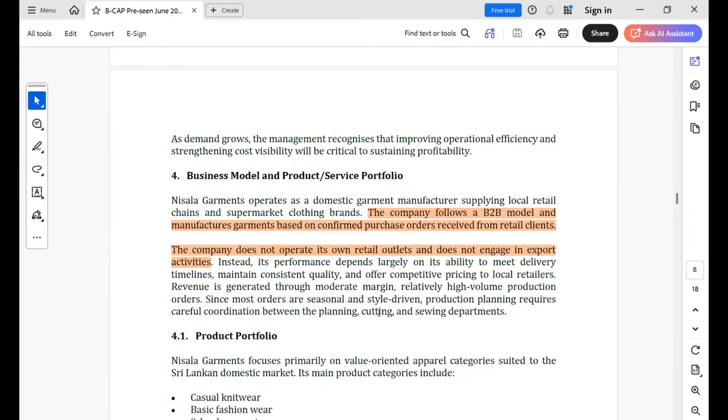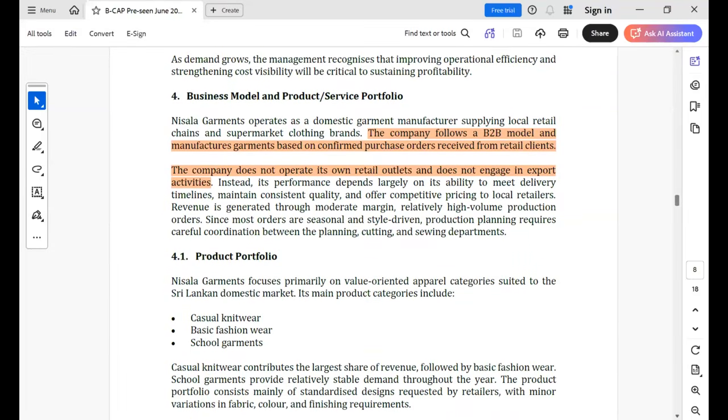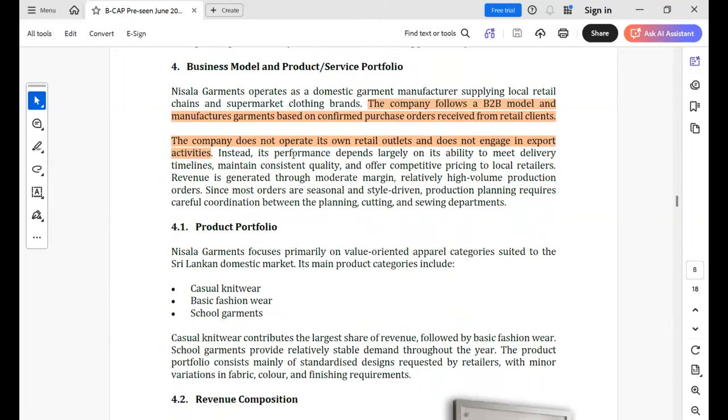Business model and product service portfolio. So Nisala Garments operates as a domestic garment manufacturer supplying local retail chains, supermarkets, and clothing brands. The company follows the B2B model, so we discussed, right? There is no B2C. And it manufactures garments based on confirmed purchase orders, which we have already discussed. The company does not operate its own retail outlet and does not engage in export activities.